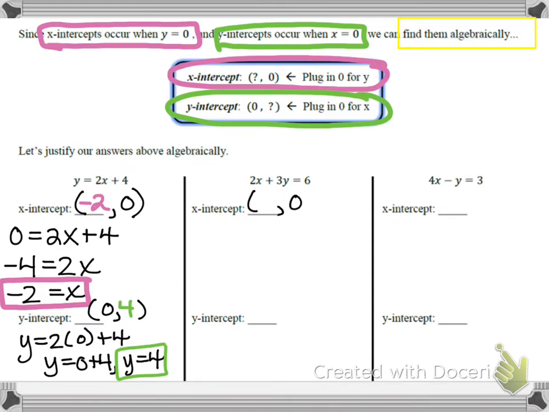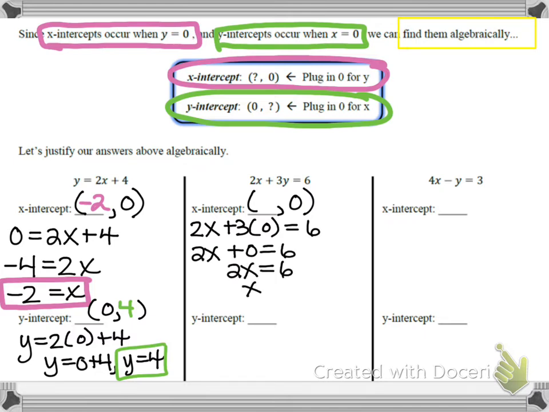Okay, let's take a look at the second equation. Again, the X-intercept has a Y value of 0. So I will replace Y with 0 in my equation. So 2x plus 3 times 0 equals 6. So basically 2x plus 0 equals 6, or I can just say 2x equals 6. And dividing by 2 tells me that x equals 3. So my ordered pair is 3, 0.